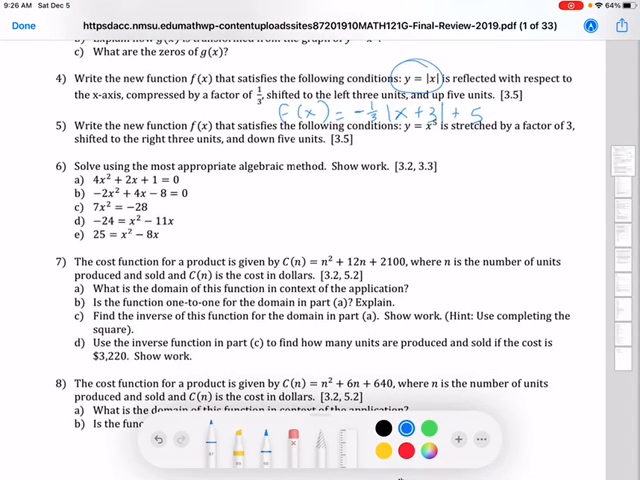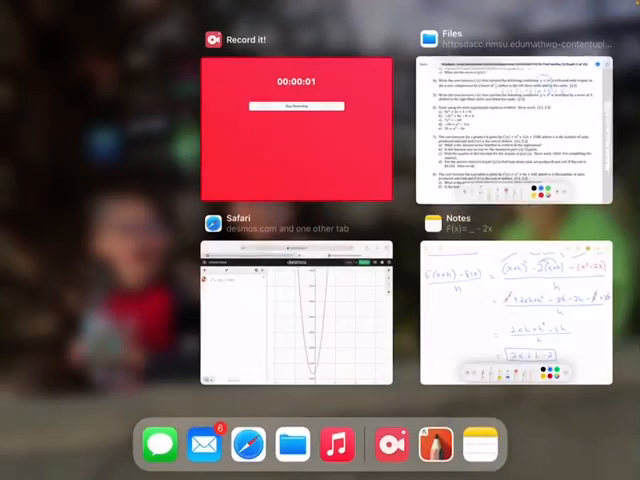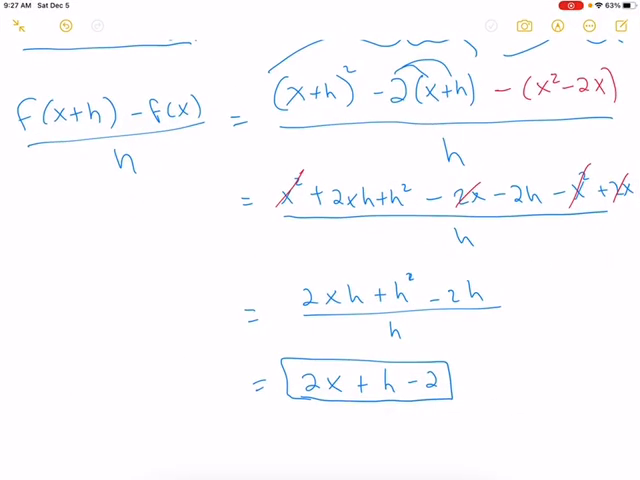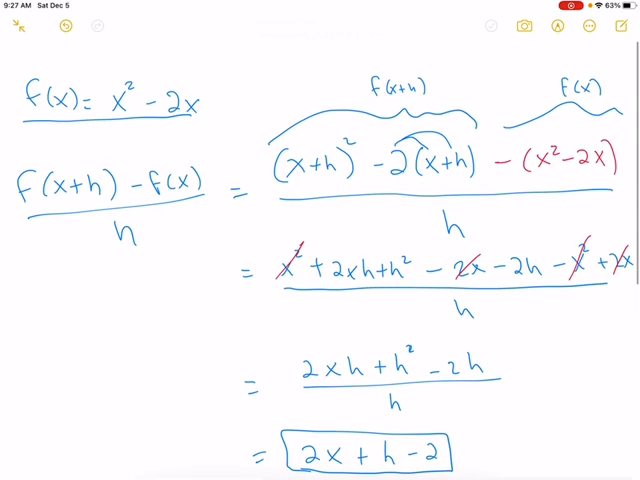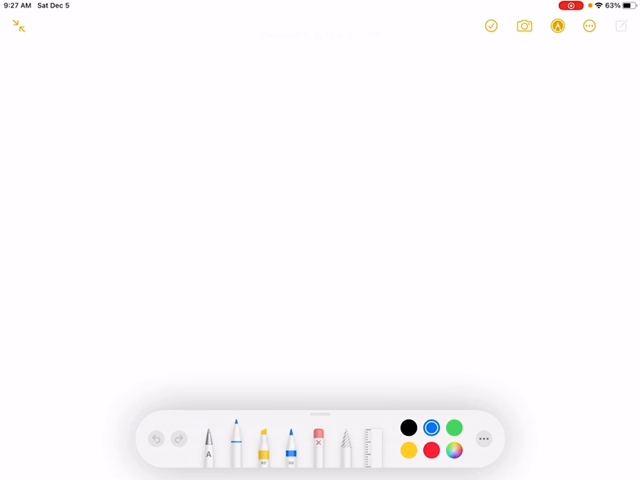All right, number 6. I can pick one of these to do. All right, let me see, which one should we do? We should do maybe 6B.